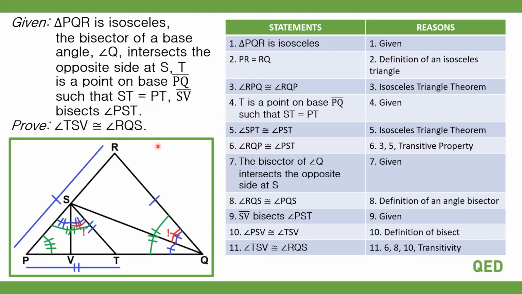Taking another given, line segment SV bisects angle PST. Statement 10 is a consequence of statement 9. Angle PSV is congruent to angle TSV by the definition of bisect. Finally, our conclusion is arrived at: angle TSV is congruent to angle RQS by statements 6, 8, and 10 using the transitive property. QED.